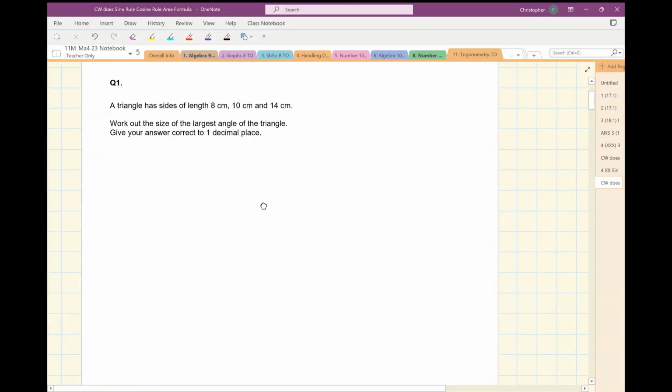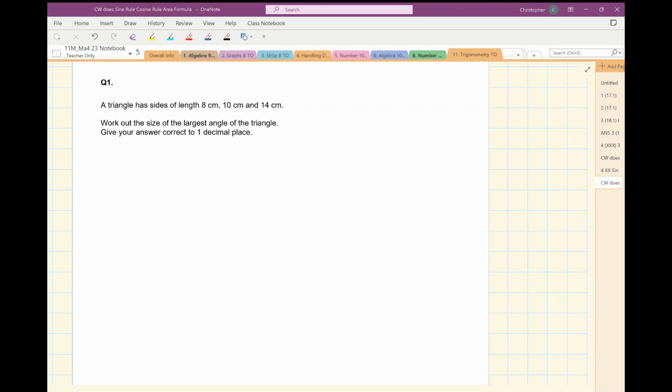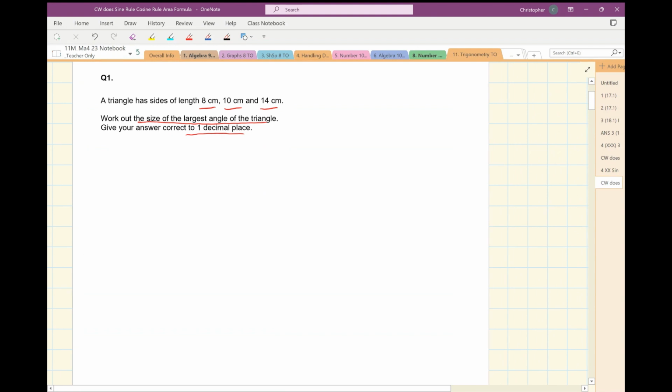Question 1. A triangle has sides 8, 10 and 14. Work out the size of the largest angle. Give your answer correct to one decimal place. Let's draw a sketch of that triangle, shall we? Let's draw the long side here, 14. Then we're going to have a side that is 8. Maybe it's going to look like that. And a side which is 10.